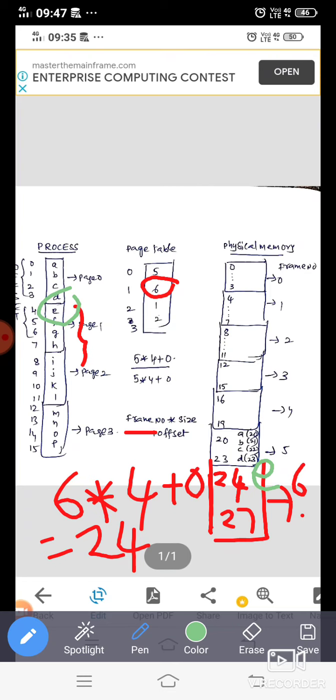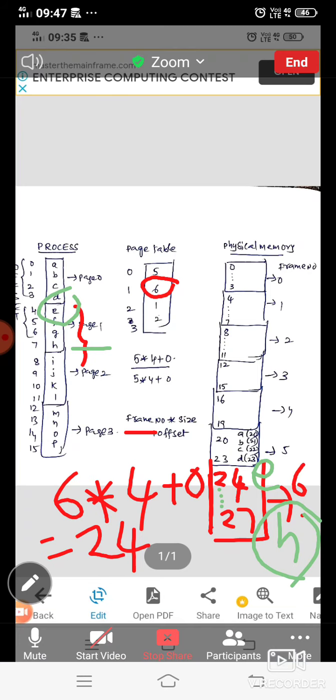You can observe where H is stored. H will be stored at the 27th physical memory location. So this is the explanation about paging. You can take a screenshot so that you can understand how to calculate the physical address of E, which is present in page 1, which is stored in frame 6. Just take the screenshot. If you look at this diagram, you can easily understand the total paging mechanism. Okay, thank you.